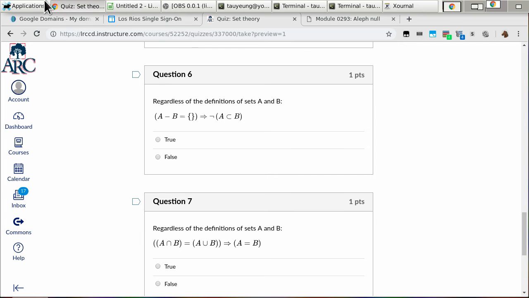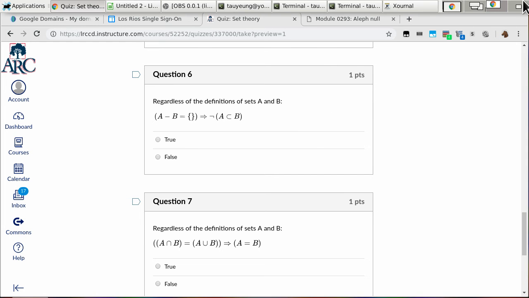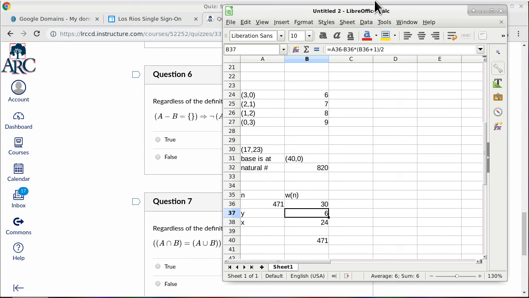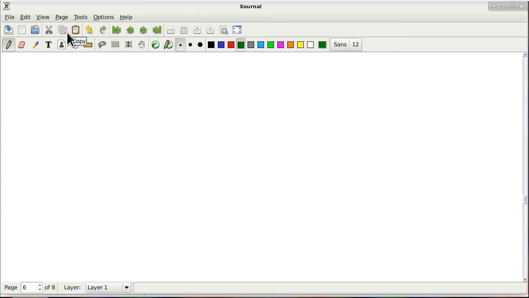Okay, so let me see if I can work this out in steps. I have that problem again, but I can use this to work it out. So the question is asking about A minus B equals an empty set implies the negation of A is a proper subset of B. But first of all, we have to understand implication.